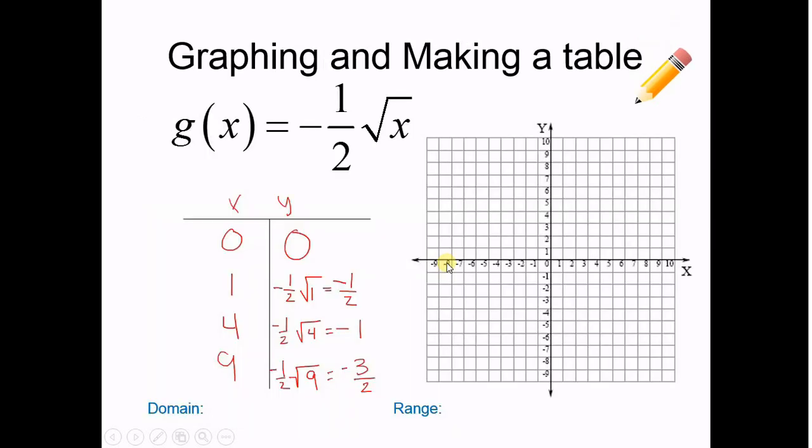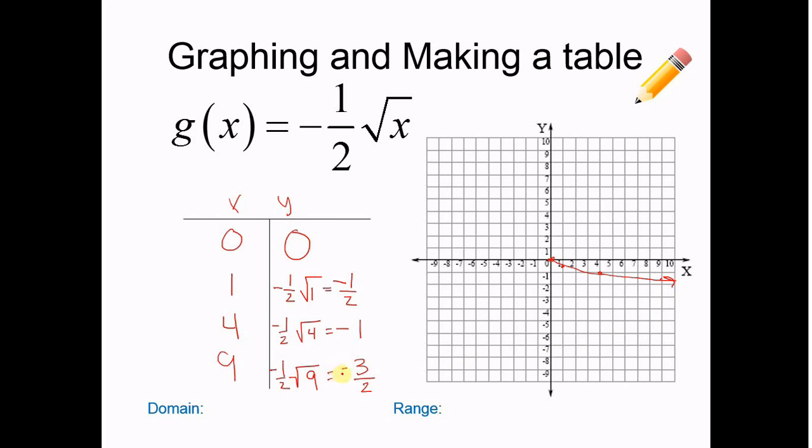Got a little carried away there. 0, 0 goes right there. 1, negative 1/2, about right there. 4, negative 1 goes here. And 9, negative 3.5 is about right there. So my graph's going to look something like that.